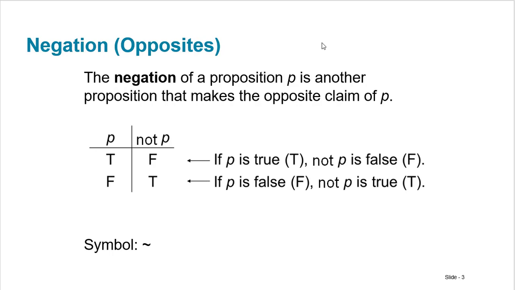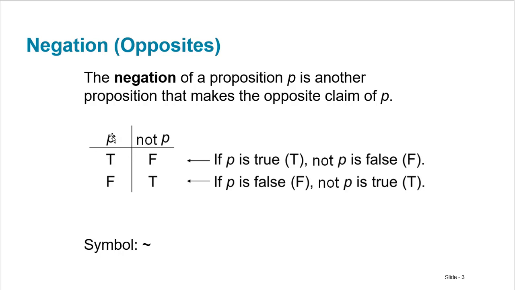So here's a simple example. The negation of a proposition is just, we say not P, and we normally use this little symbol here, the little squiggly, I think it's called a tilde. And it's in the upper left-hand corner of most keyboards. And so if P is true, then obviously not P would be false.